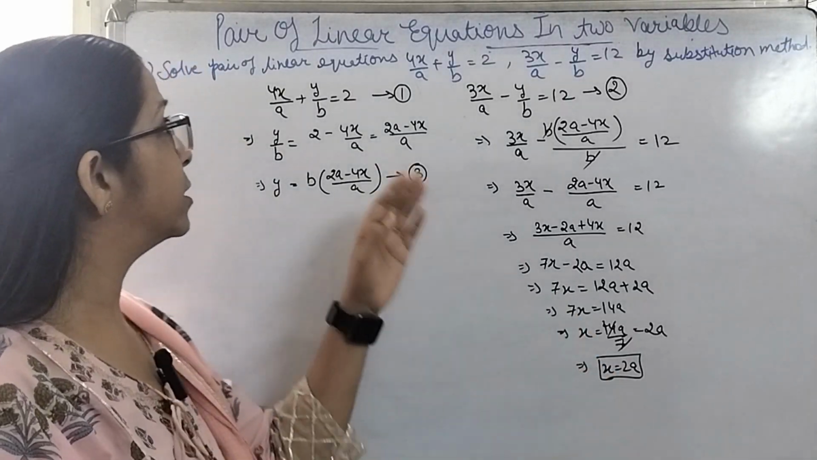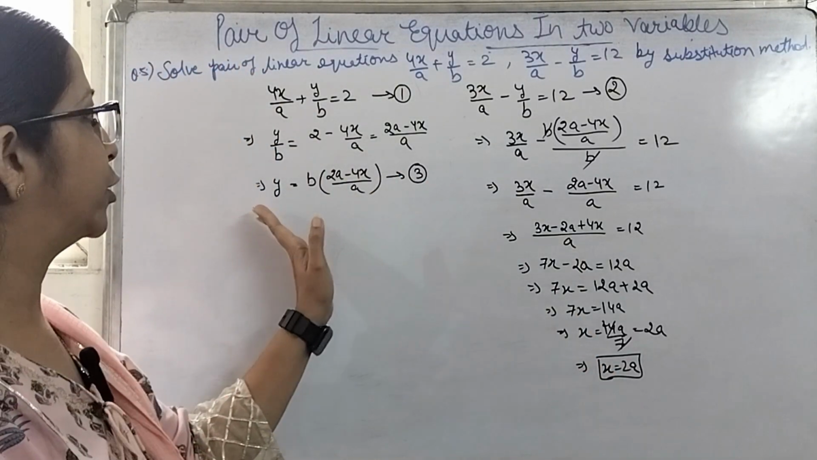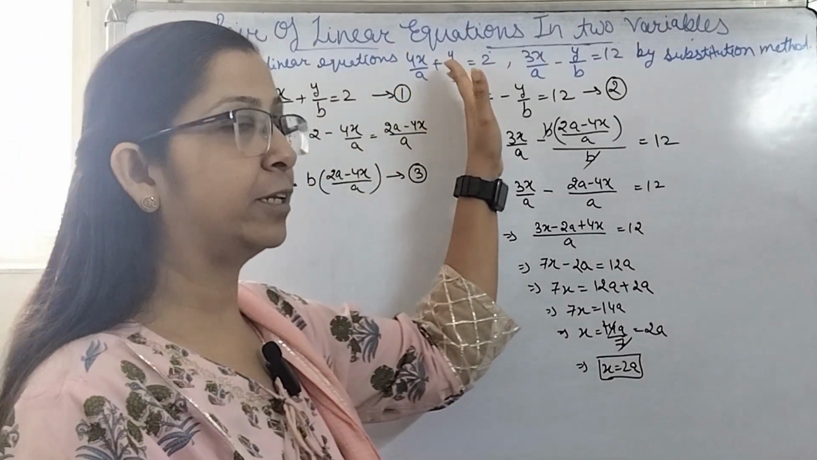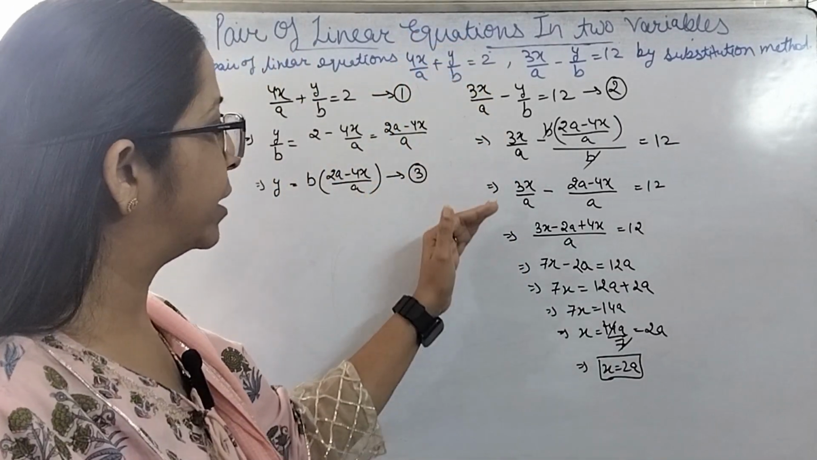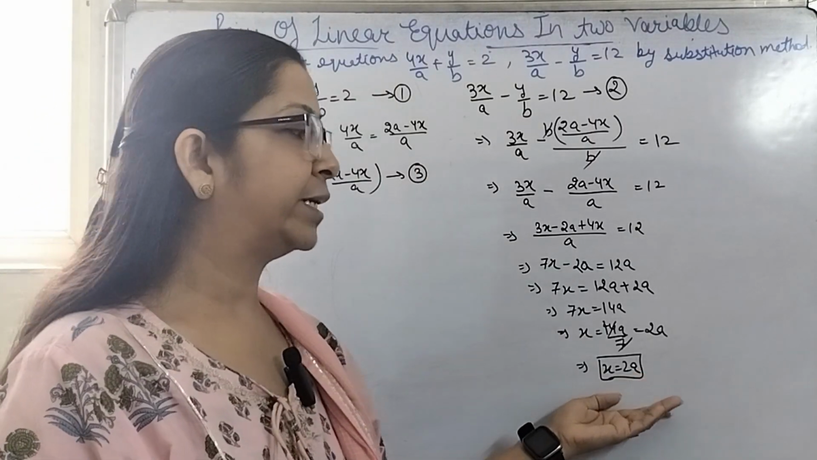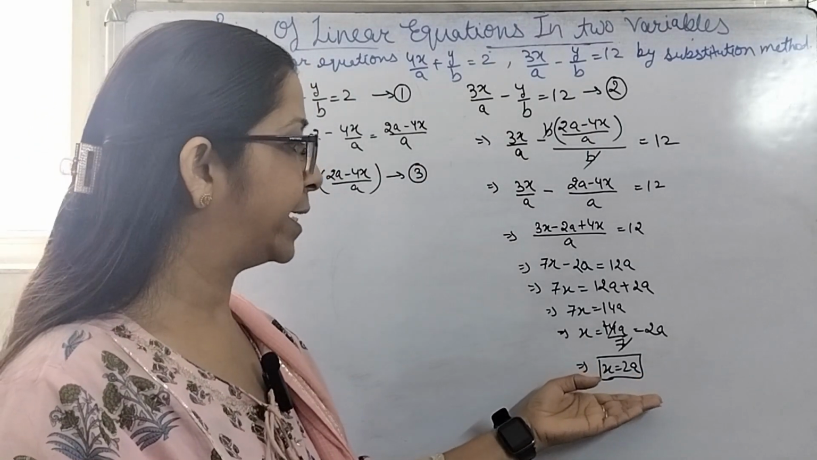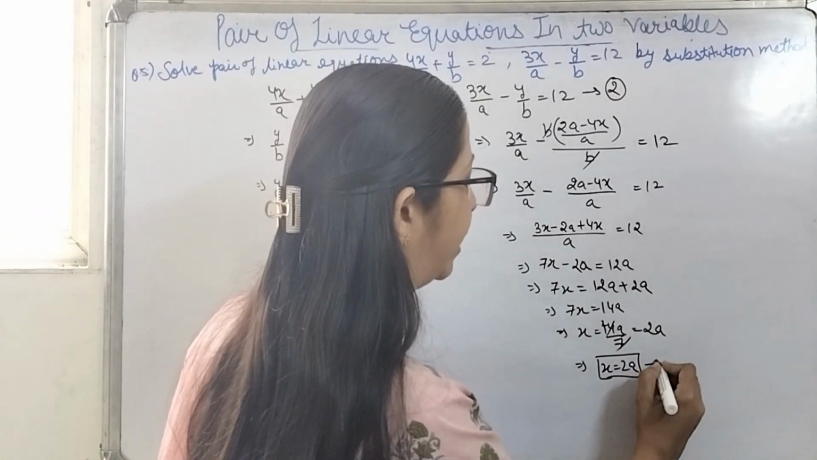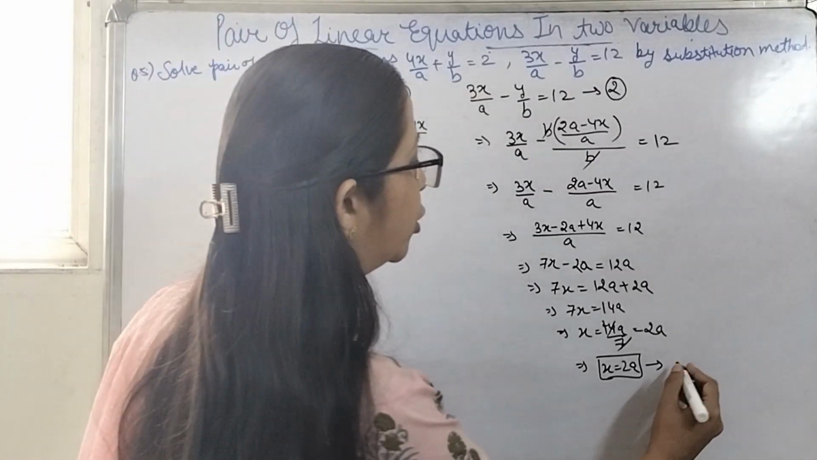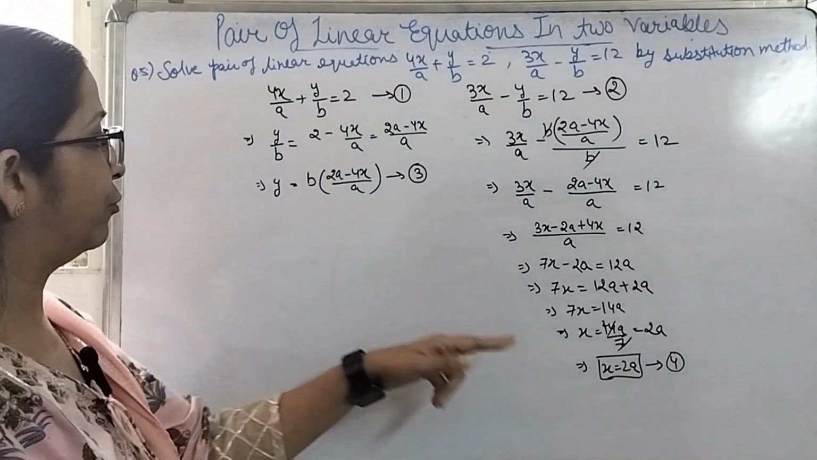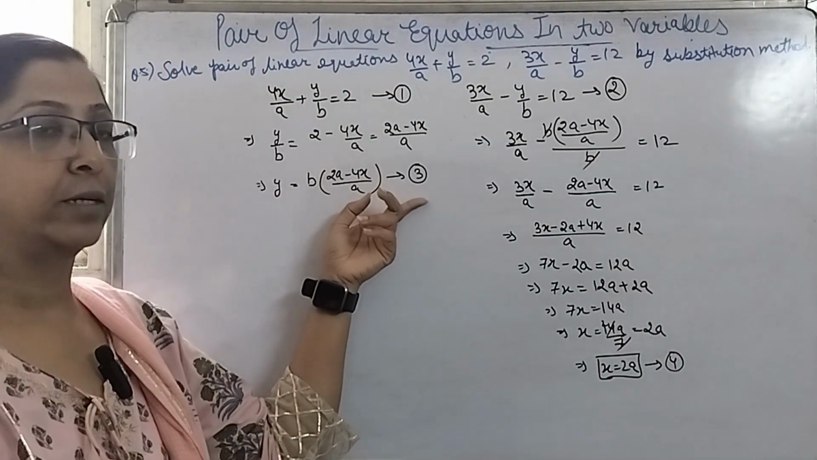So what we have done is, from one of the equations we found the value of y in terms of x. Now this value of y we have kept in another equation. So this equation has become an equation in one variable. If we solve it further, we get the value of one of the variables, that is x, equivalent to 2a. Now suppose this is your equation number 4. From here, we will keep the value of x in equation number 3.